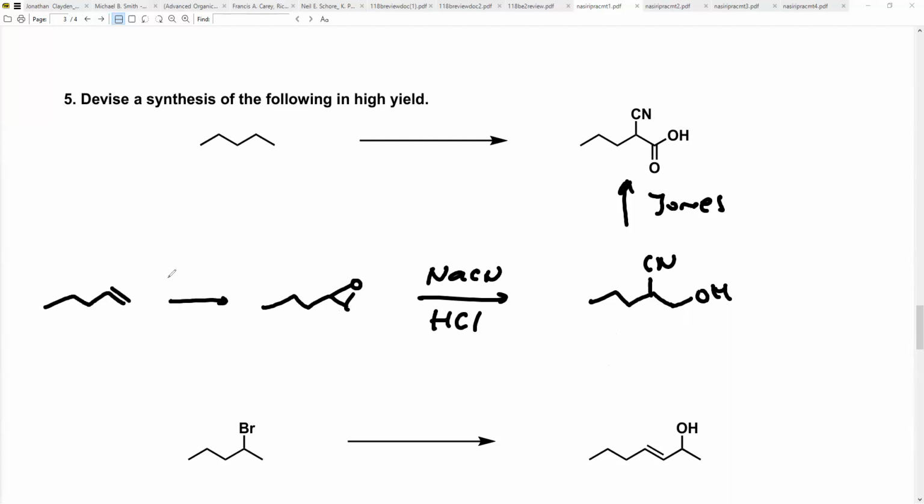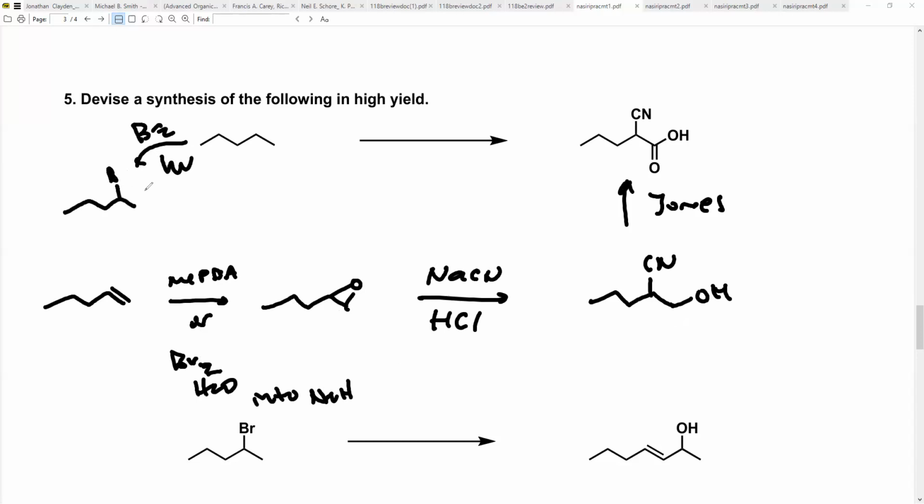That could have come from an alkene, MCPBA, or you could have done the Br2, H2O, and then NaH. That works too. Either one. And then from here to here, this 118B class is going to be absolutely in love with Br2, hv. Anytime you start from an alkane, you probably want to use that. And then this is just an elimination, right? I have 2 beta hydrogens I want to eliminate on the left sub. So I want to use tert-butoxide. Okay, cool. So look at that. I use synthetic disconnection theory, and I'm able to really easily come back to my product. It's not too bad at all.